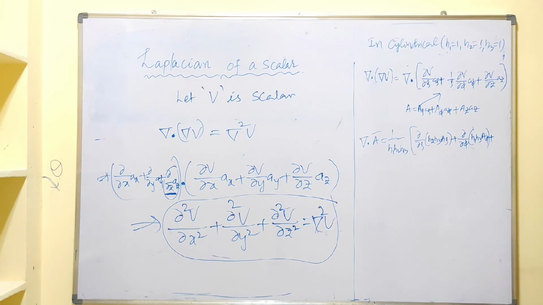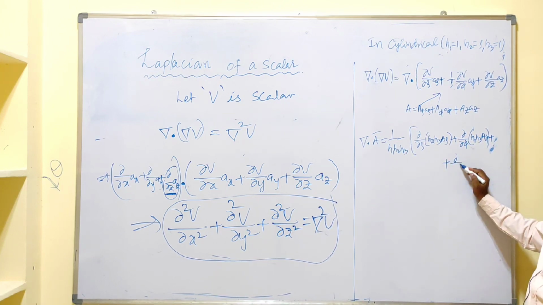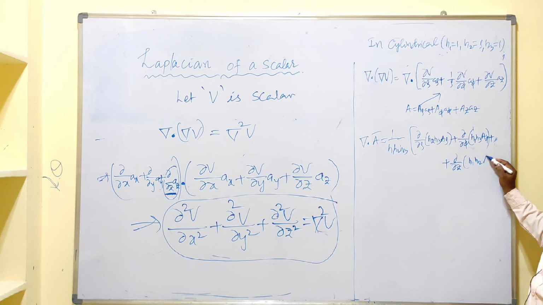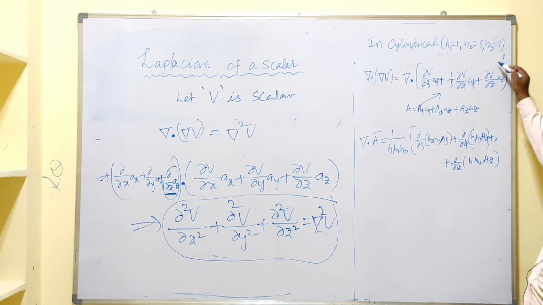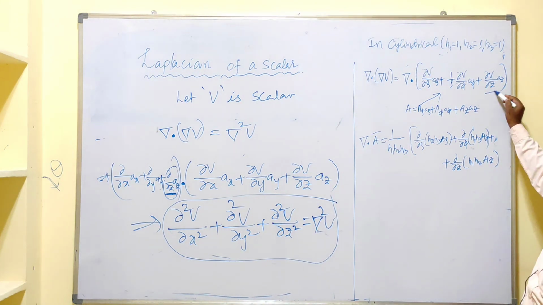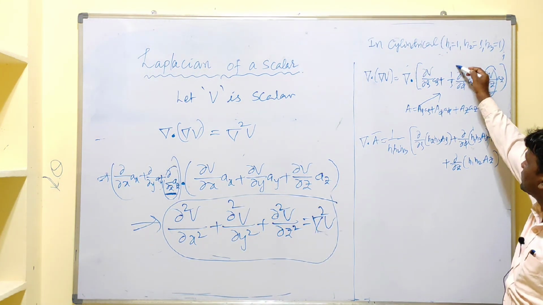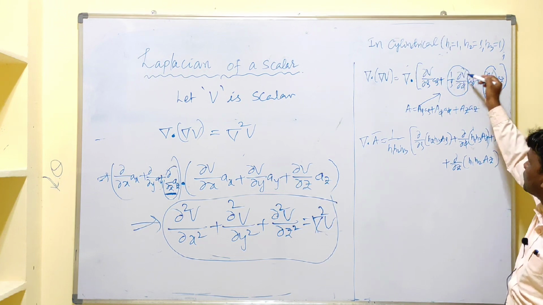Last element is nothing but what? That is ∂/∂z of, as it is the last, except h3, h1 h2 into Az. Means what? This ∂V/∂z, it is a vector. Okay, Az into Az. This entire part is what? A phi into A phi.